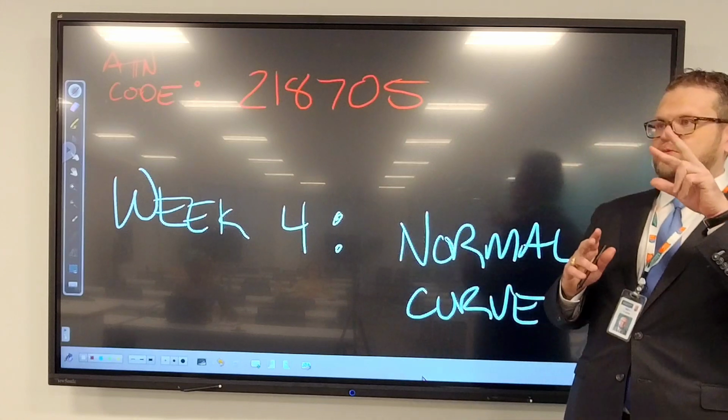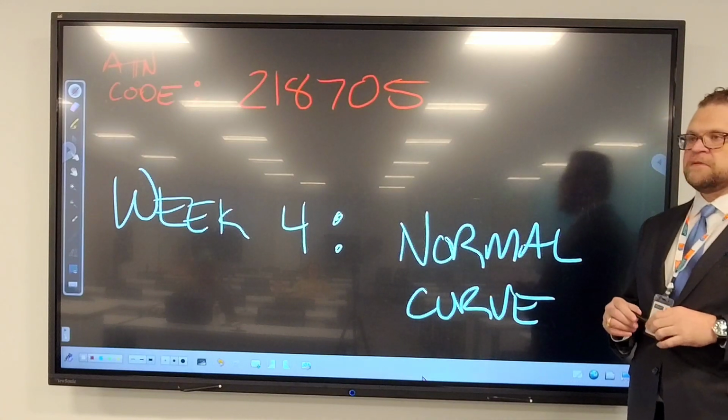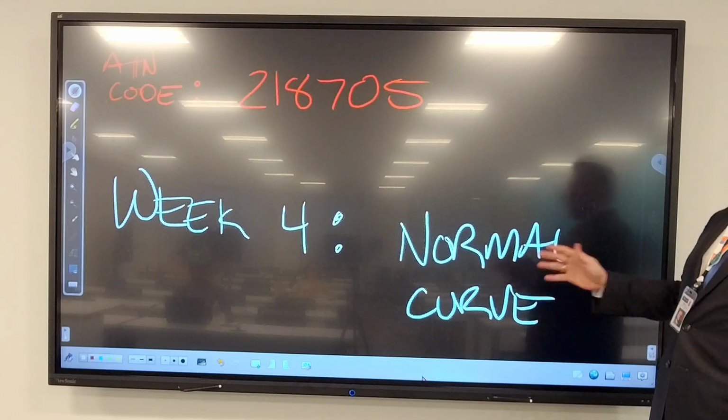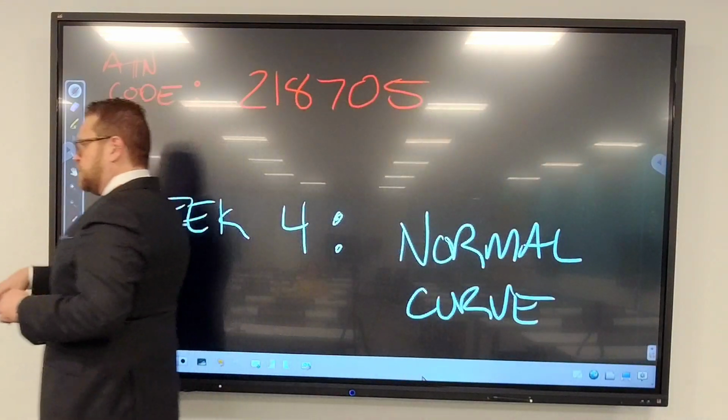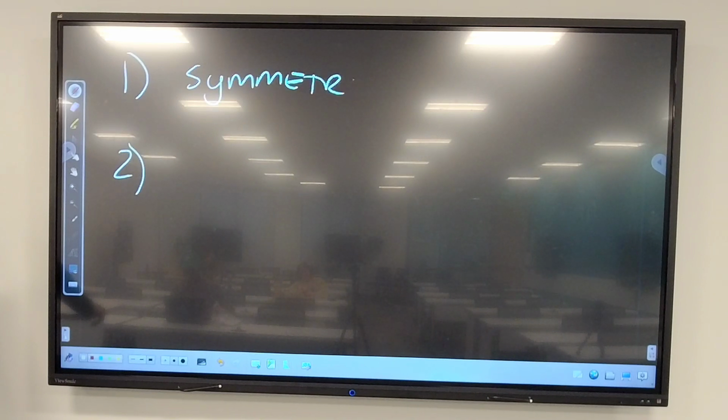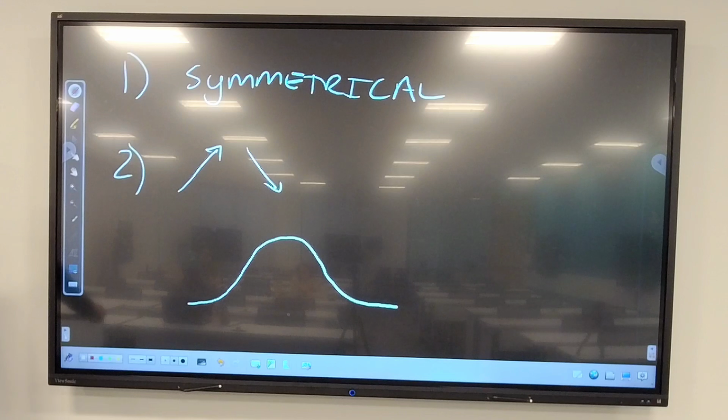Remind me, what are the two properties of the normal curve? Symmetrical and a max. Yeah, it's symmetrical. It increases to a maximum before it decreases back to a minimum. So anything that satisfies those two properties is at least approximately normal. If it also has those two inflection points, then it would have to be shaped like this.